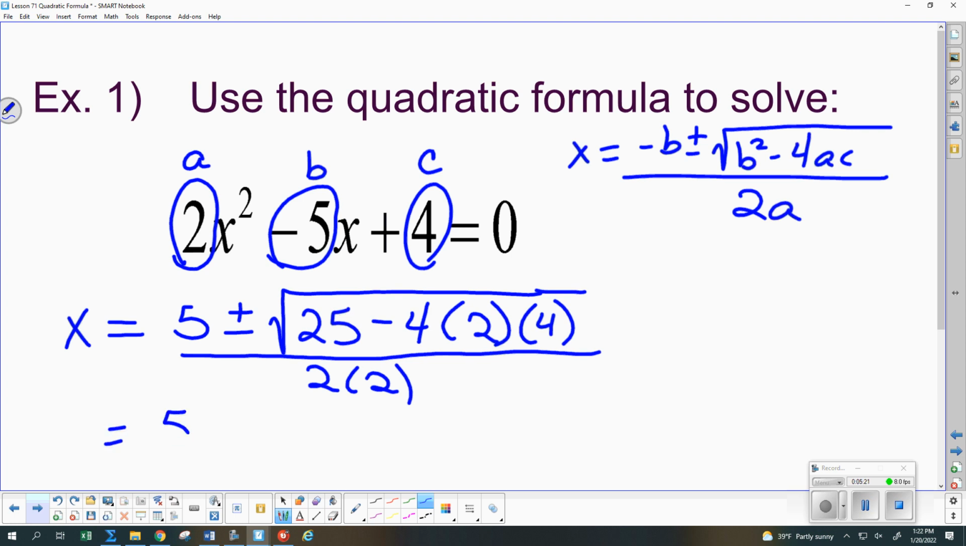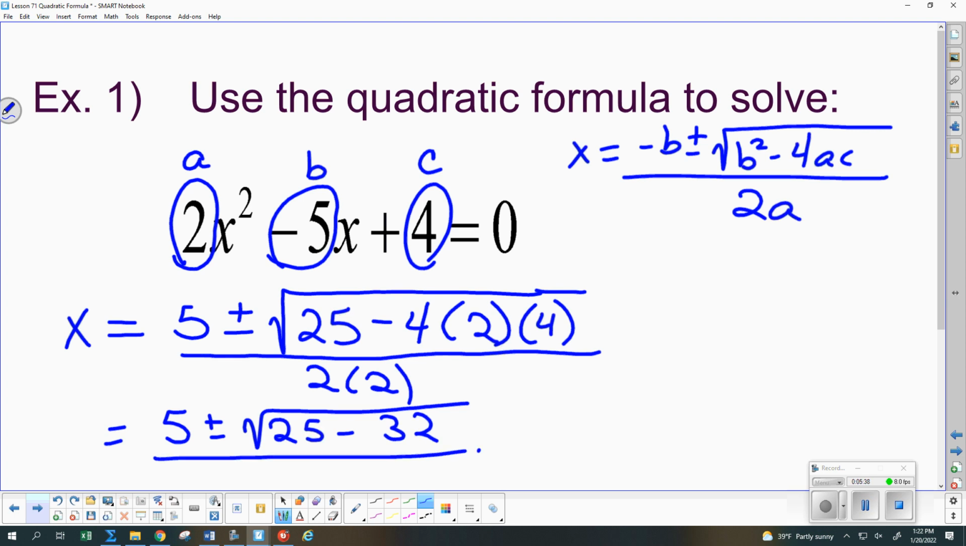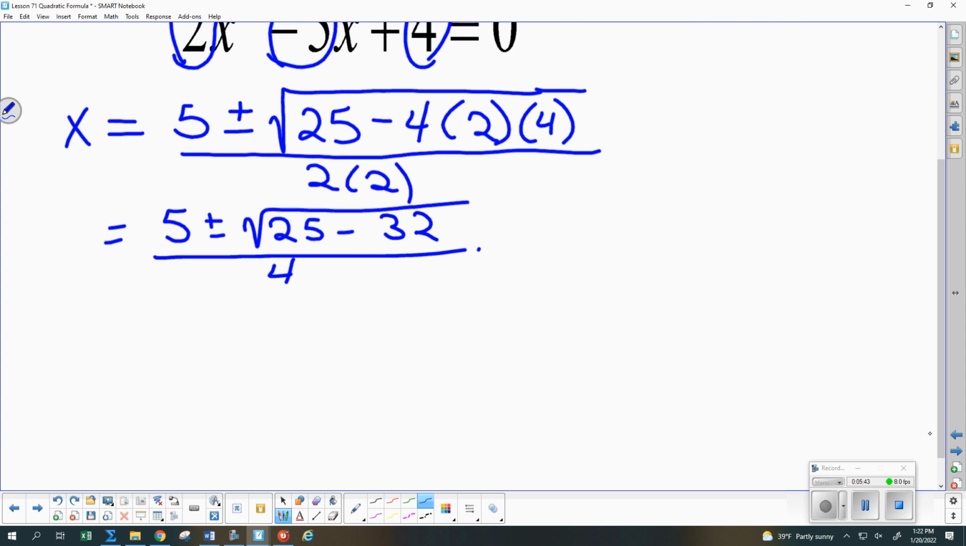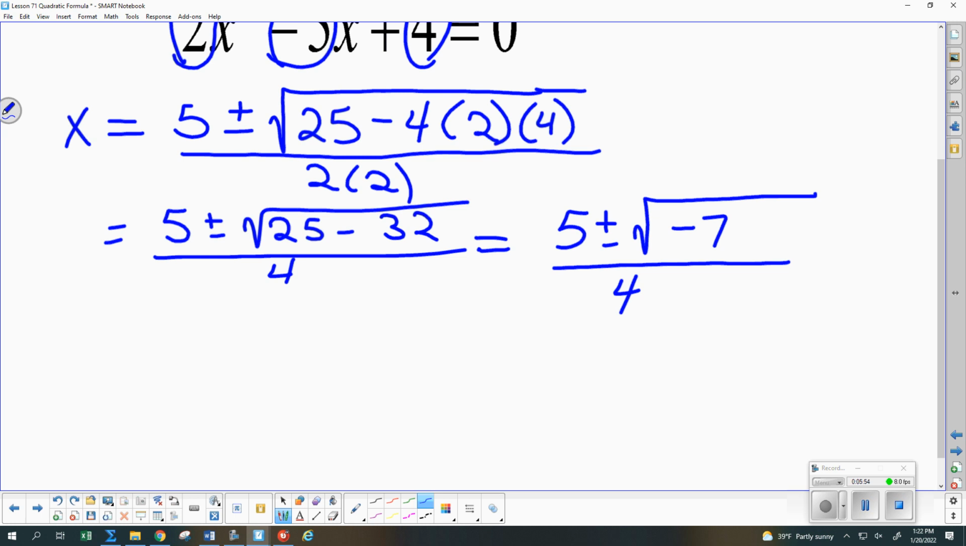So let's simplify. 5 plus or minus 25 minus. I only had the one minus sign, so that is a minus there. 4 times 4 is 16, times 2 is 32, so minus 32, all over 4. So that means that I have 5 plus or minus the square root of negative 7, over 4. What do I have to do about that square root of negative 7, Griff?